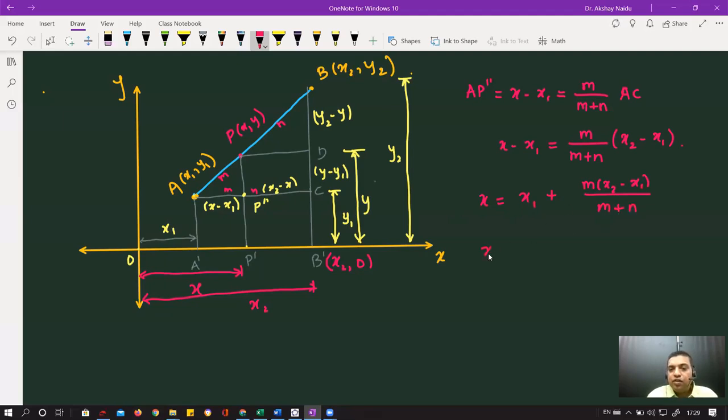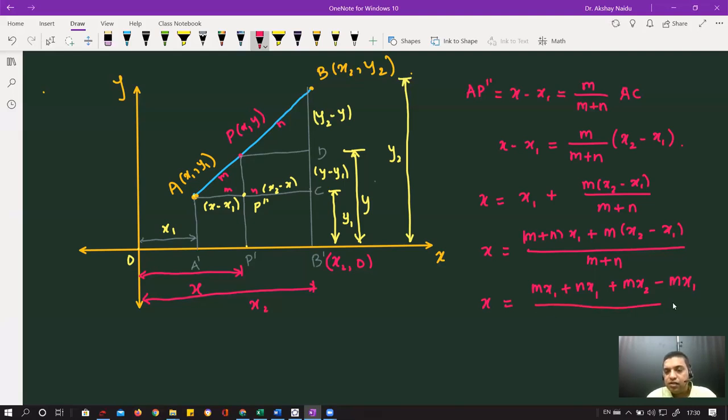Then you simplify this. You multiply M plus N with X1 and bring to a common denominator. So M plus N times X1 plus M times X2 minus X1 by M plus N. So you get X as, now you expand, mx1 plus nx1 plus mx2 minus mx1 by m plus n. What happens?